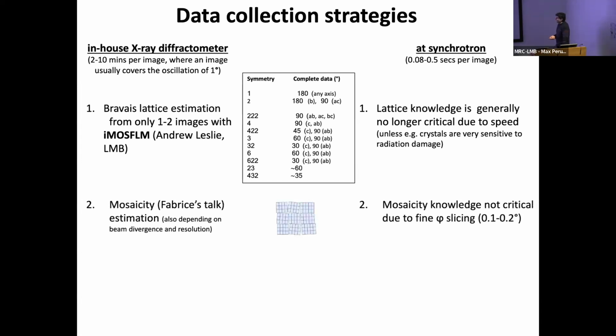Mosaicity. Again, it's important to estimate the mosaicity. Mosaicity is some kind of internal disorder. Crystals are not perfect. They consist of perfect domains, but these domains are not all aligned together. This causes mosaicity, which makes the spots on the image spread. So if you do an oscillation of, for example, 2 degrees between each image, that might be too much, causing a spot from the previous image to overlap with the spot from the next image. In that case, you want to minimize the oscillation between each image. The choice was between 0.5 and 2 degrees. These days at the synchrotron with shutterless detectors, we can do very fine slicing, 0.1 to 0.2 degrees, so you don't care about your mosaicity. You're not going to get overlaps with this kind of fine slicing.